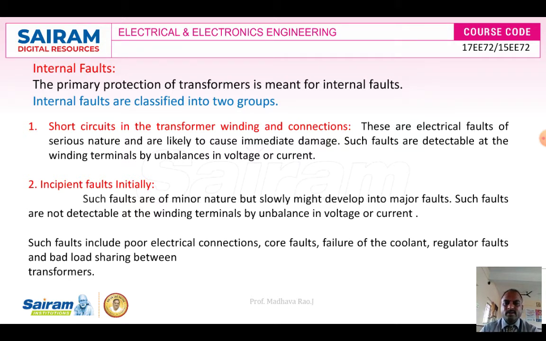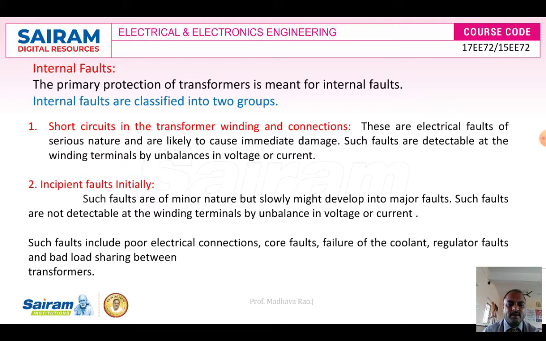Now coming to internal faults. The primary protection of a transformer is meant for internal faults, and compared to external faults, internal faults occur more. Internal faults are classified into two categories. One is short circuit. These are electrical faults of a serious nature and are likely to cause immediate damage. If a short circuit occurs between primary and secondary windings, both windings will get damaged, it can cause fire, and it will damage the entire system.